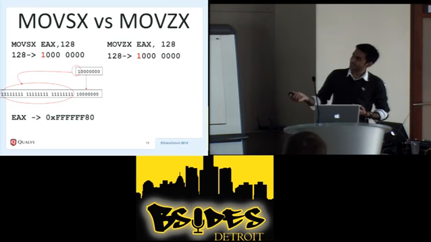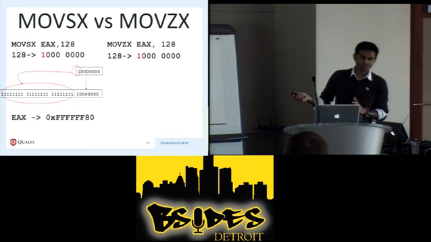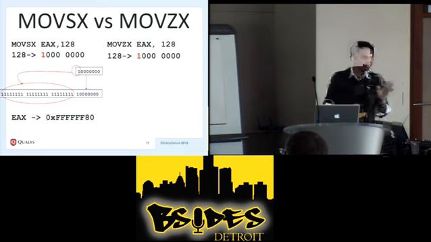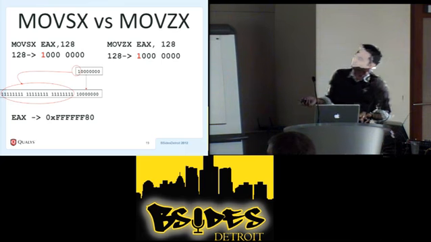Yeah. So if it is just movsx with a smaller register, then only the upper part will be filled. The MSBs will be filled with the source operand's sign bit.